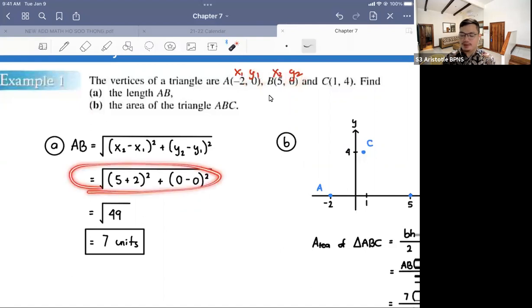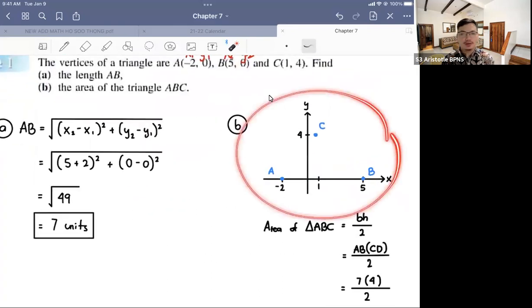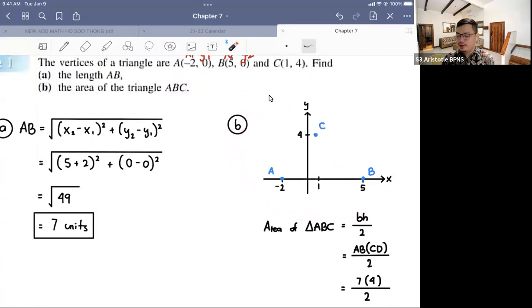Simplifying this, you'll get square root of 49, and answering this, you'll get 7 units. So the distance between A and B is equal to 7 units. If you plot those points on the x and y coordinate, you will see that if you count the steps from point B to point A, or A to B, you'll get 7 units. Basically that's the distance between those 2 points.